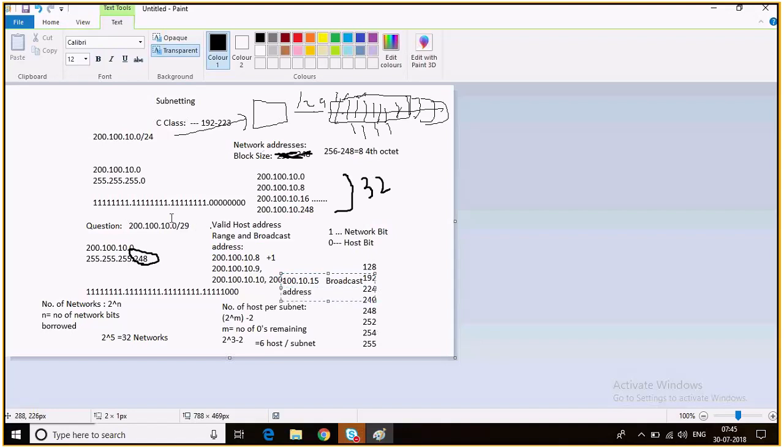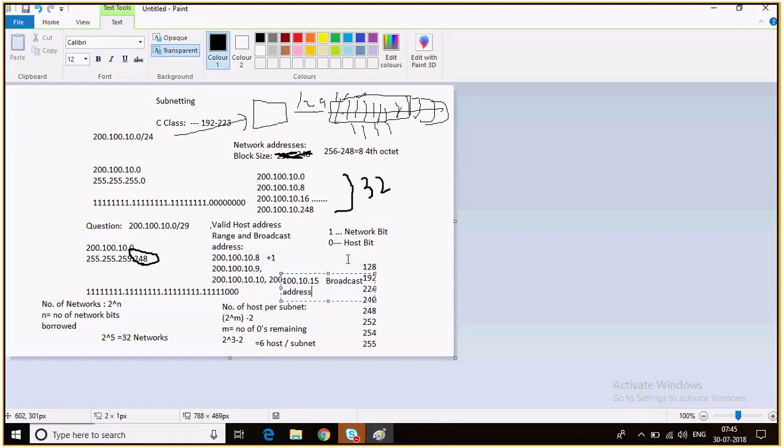Remember, all this calculation is because I've changed the subnet mask from /24 to /29. So when I write 200.100.10.8, this is a network address only if I use this subnet mask /29. I've got this broadcast address, and if I subtract one more from it, I'll get 200.100.10.14. So 200.100.10.14 will be my last valid host address.